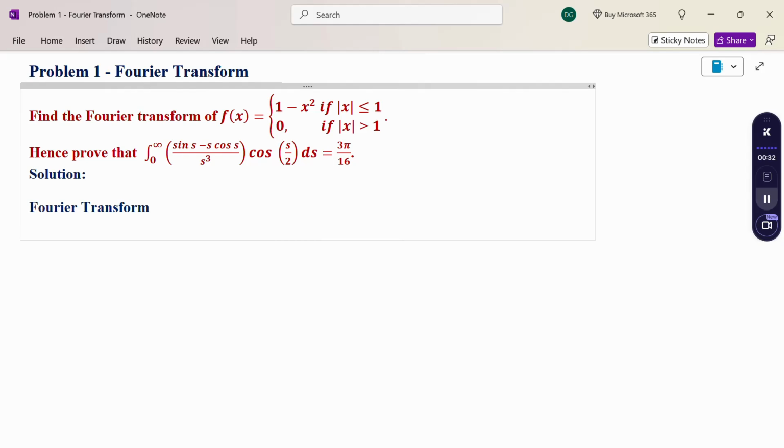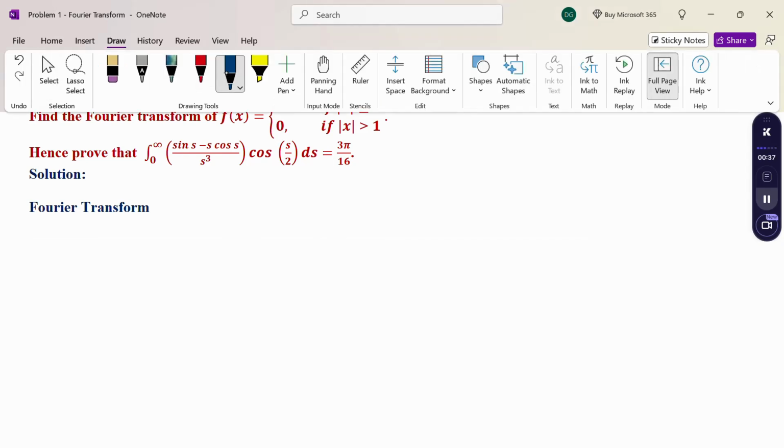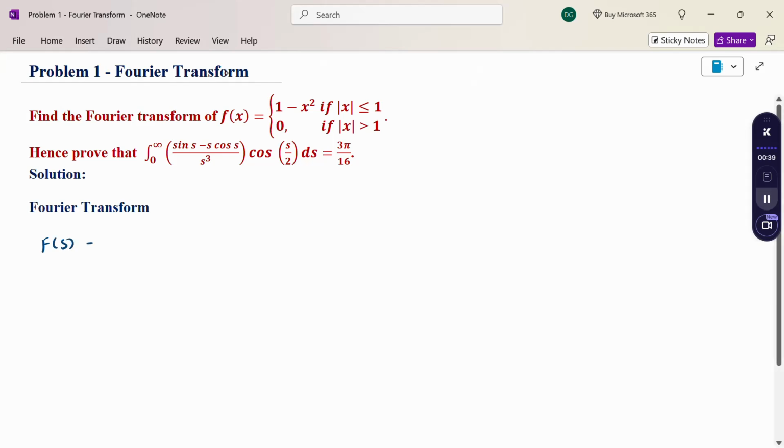First of all, write the form of Fourier transform. The Fourier transform is nothing but f of s or f of x, whatever notation we use, then 1 divided by square root of 2 pi, integral from minus infinity to plus infinity f of x e power isx into dx. Now substitute f of x value here and integrate with respect to x, we will get the solution.